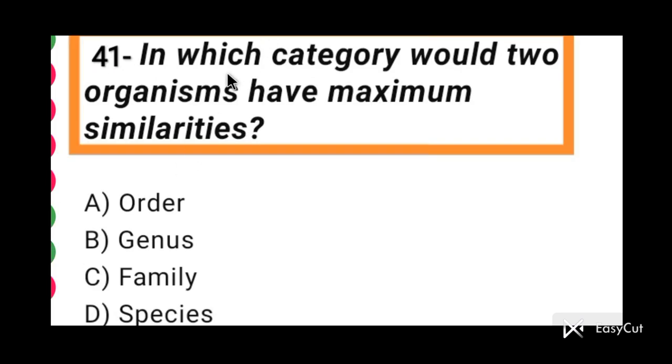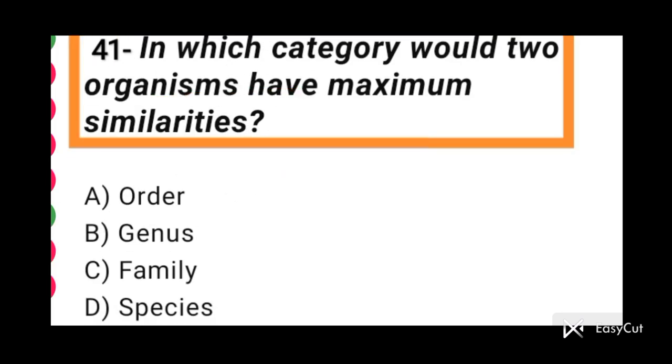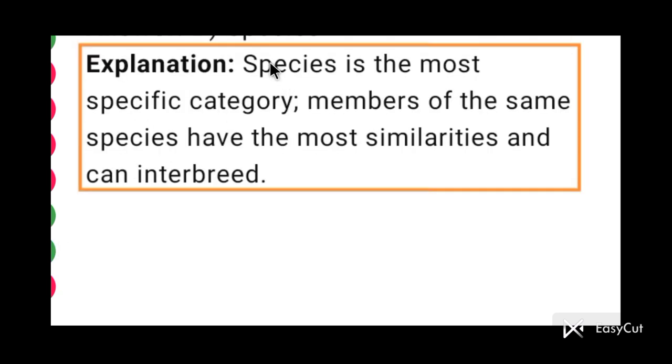Question number 41. In which category would two organisms have maximum similarity? Two organisms have maximum similarity in a species. Option D is correct for question number 41. A species is the most specific category. Members of the same species have the most similarities and interbreed.